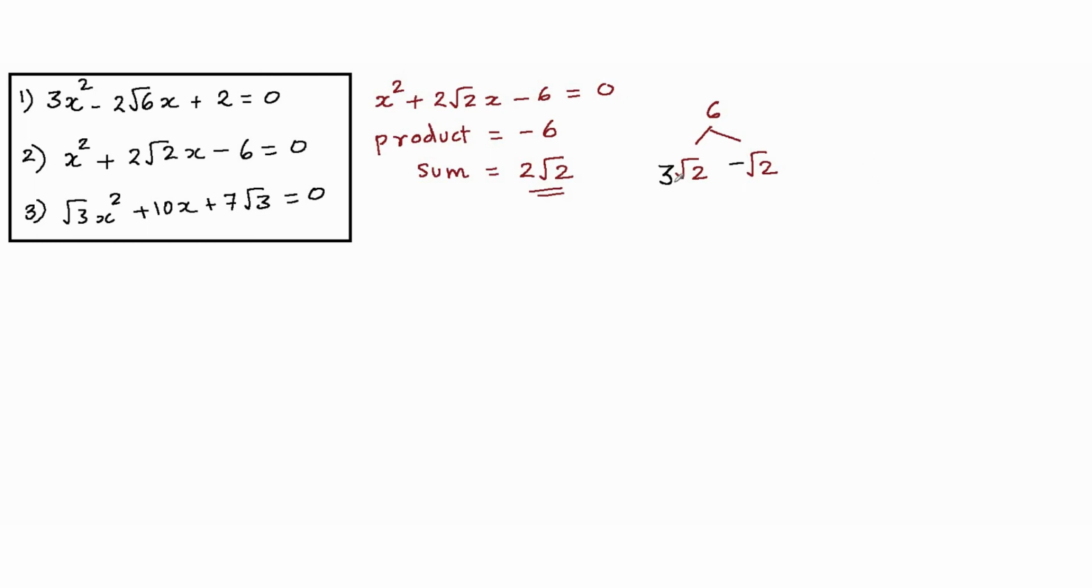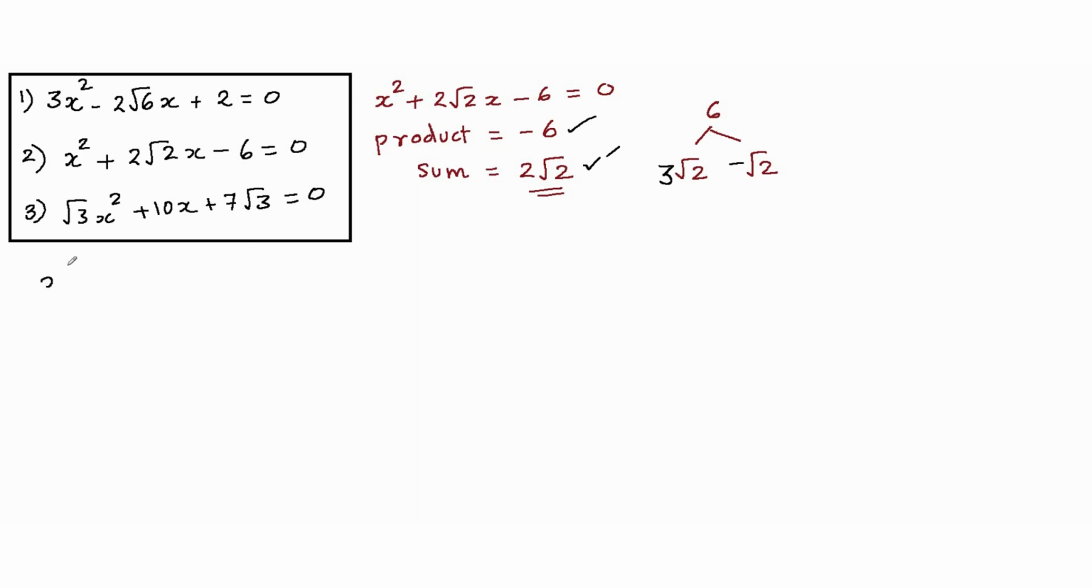Let's check if the product is 6 now. So root 2 into root 2 is 2 and 3 into 2 is 6. So the product is negative 6. That's right. And 3 root 2 minus root 2 is 2 root 2. So the sum condition is also satisfied. So this is how I try to find the right middle term.